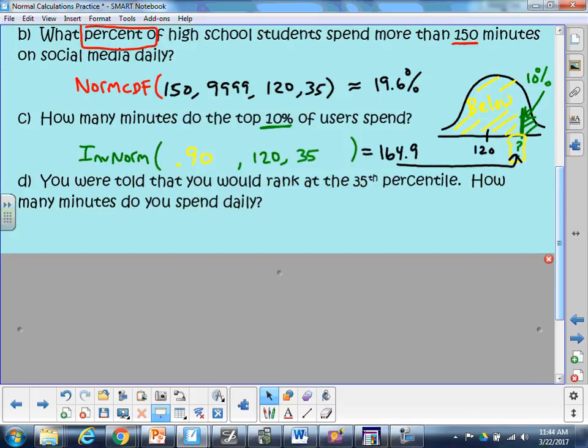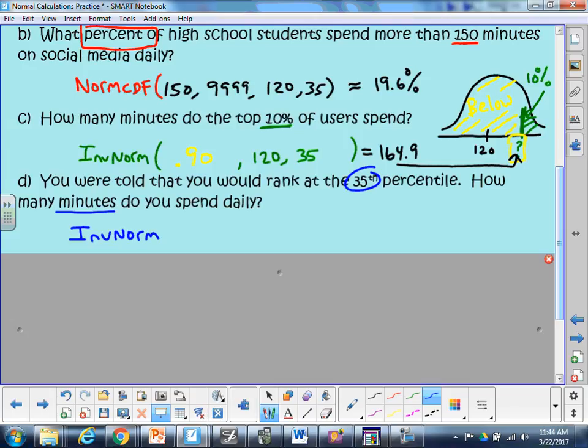All right, another one. Let's say you were told that you rank at the 35th percentile. How many minutes do you spend? So we're trying to find a number of minutes again. We're going to use an inverse norm. We're not trying to find a percentage. They gave us basically a percentage. So just got to know here, percentile means the percentage of values that are below your value. So if the mean is there, there's some value right here which we're trying to find that would contain 35% of the data beneath it.